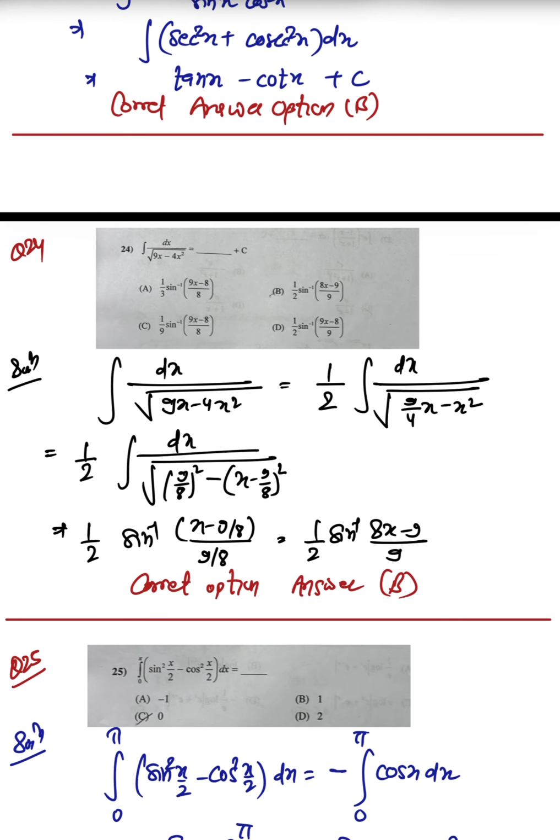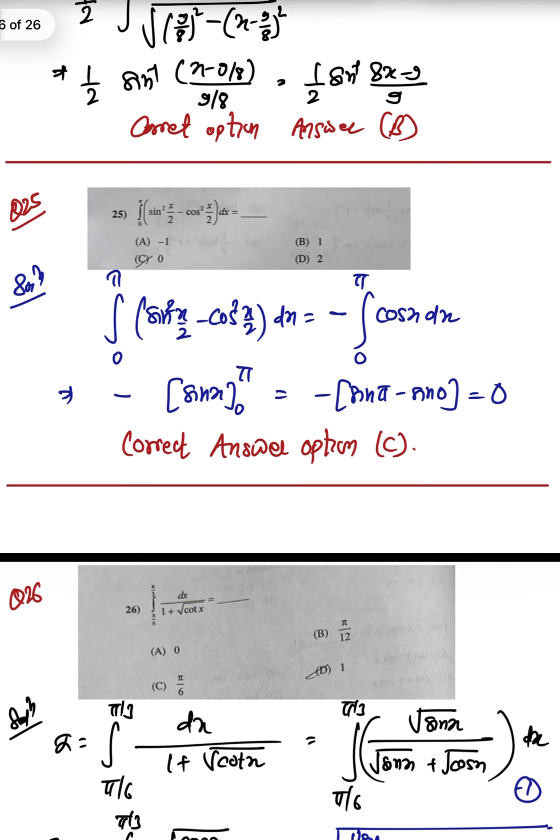24th. It is a standard problem already in NCERT. Integral of dx upon root of 9x minus 4x square. So we just have to make the form under root of a square minus x square in the denominator. Then we'll get sin inverse x by a. So we are getting option B.